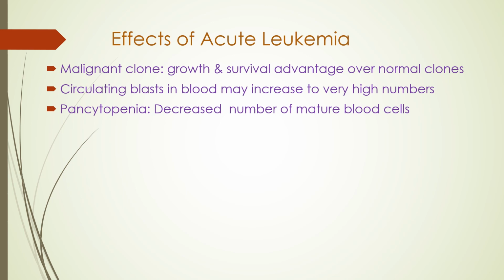Pancytopenia occurs as the whole of the bone marrow is compromised, so the production of normal cells decreases to a very low level. Pan means all, cyto means cell, penia means decrease in number. So all cell lines are decreased. Anemia, when the RBCs and hemoglobin are decreased. Neutropenia, when the neutrophil count becomes very low. And thrombocytopenia, when the platelets are low in number.